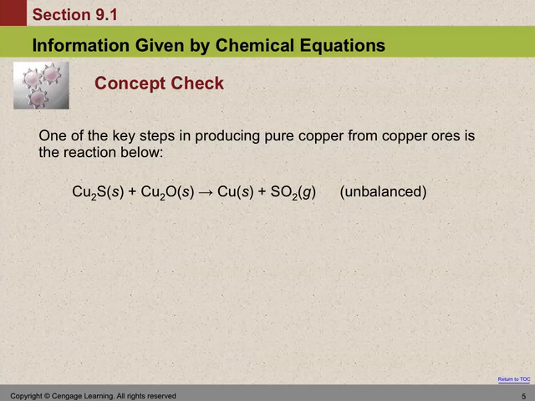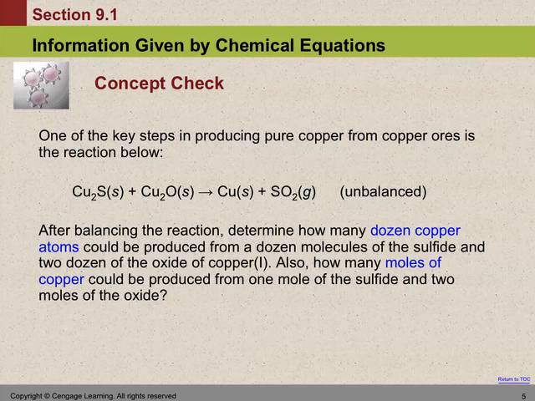Now we'll look at another specific example. Here we have solid copper(I) sulfide reacting with solid copper(I) oxide to produce solid copper metal and sulfur dioxide gas under the right reaction conditions. Firstly, the reaction isn't balanced. So we need to balance the equation first.